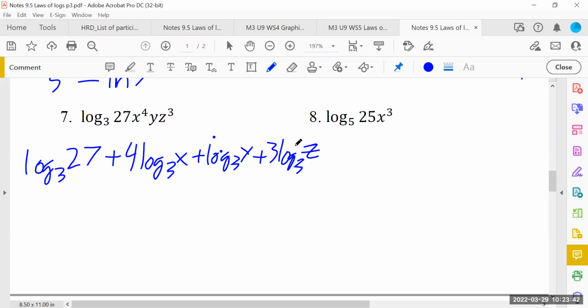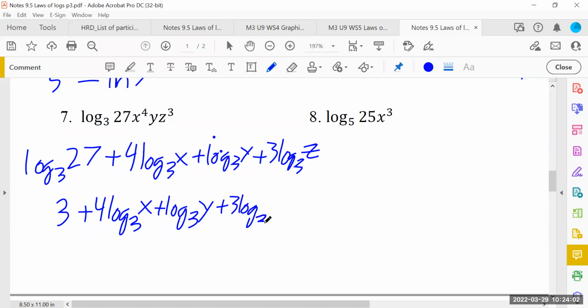Which of these can I simplify? Log base 3 of 27. Everybody good? 3 to the third power makes 27. So 3 plus 4 log base 3 of x plus log base 3 of y plus 3 log base 3 of z. And then I just add these 3 and 4 together.